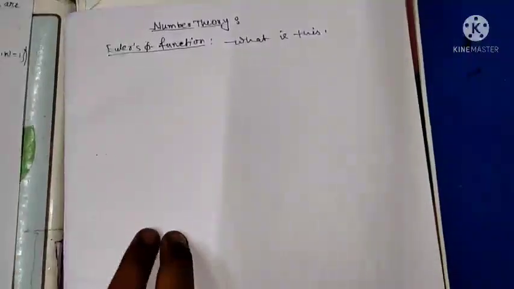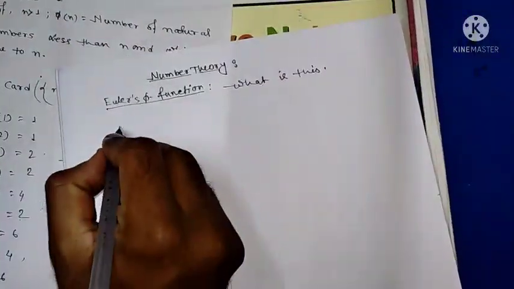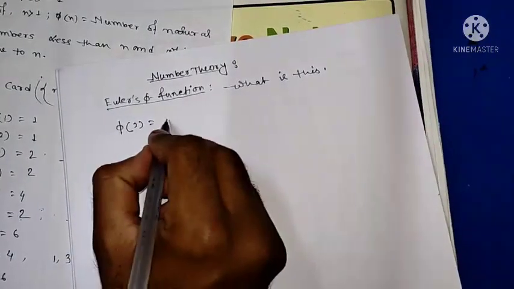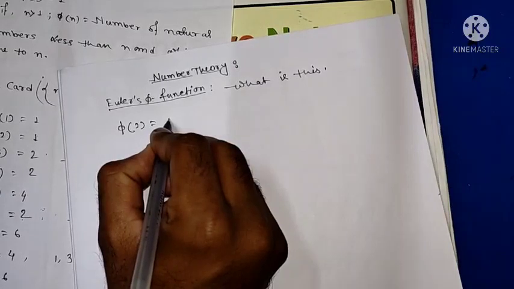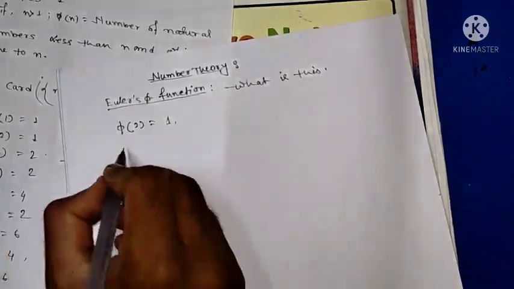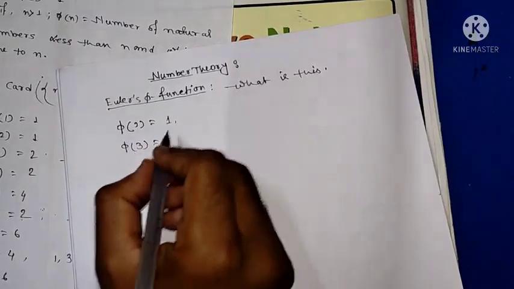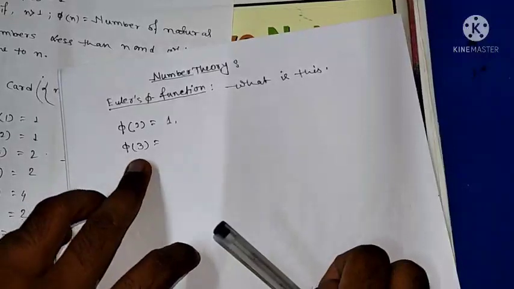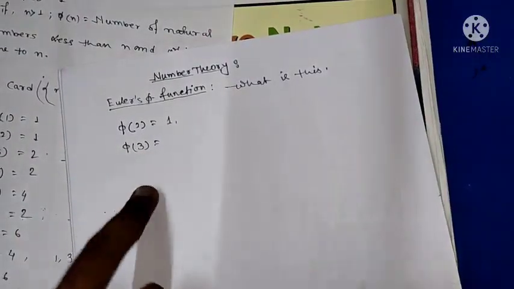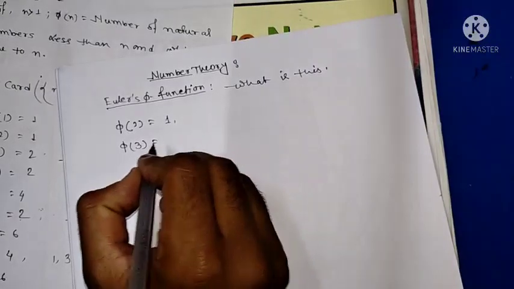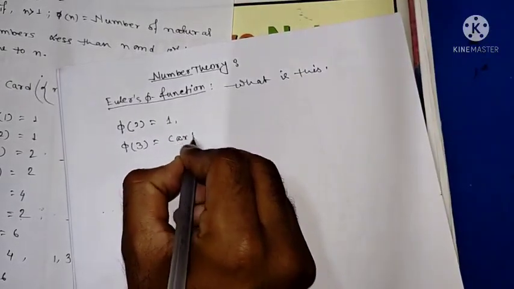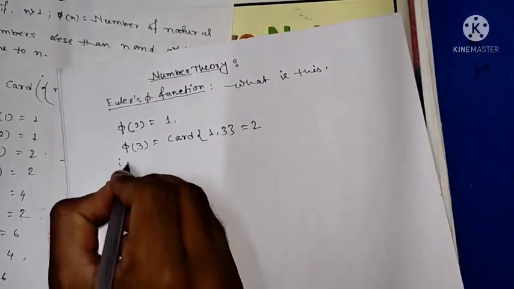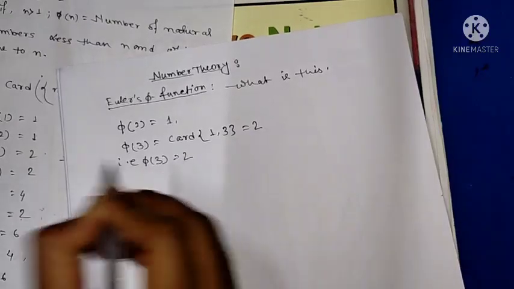We can take examples. Phi of 2: there is only one natural number which is less than 2 and co-prime with 2, namely 1. Phi of 3 is equal to, there are two natural numbers which are co-prime with 3 and less than 3, namely 1 and 2. So the cardinality of the set {1, 2} is equal to 2. That is, phi of 3 is equal to 2.